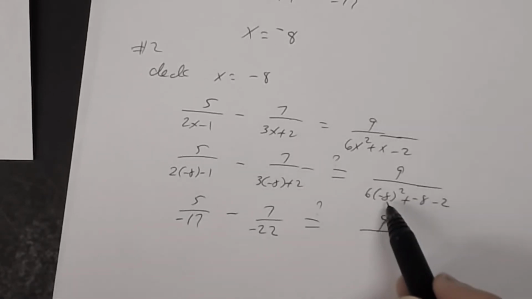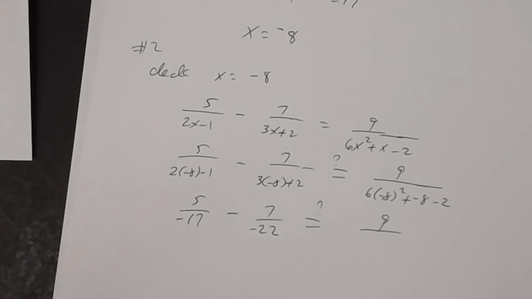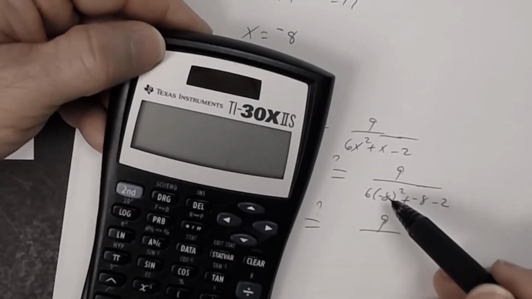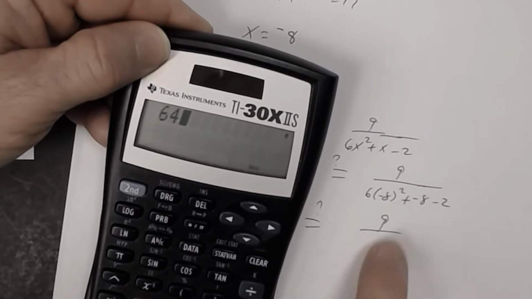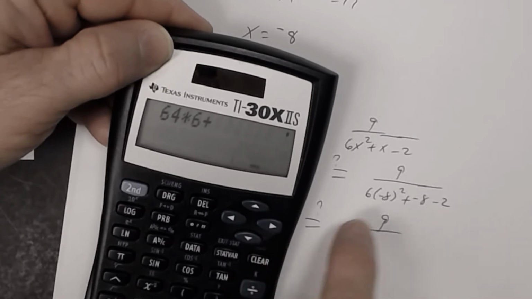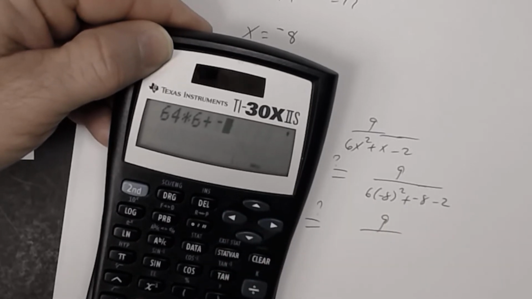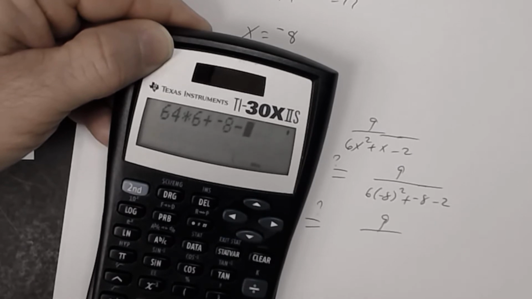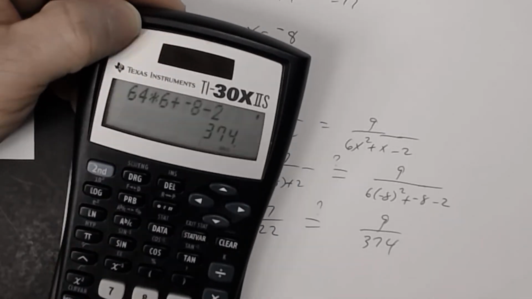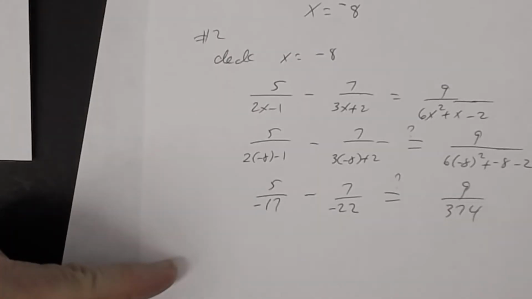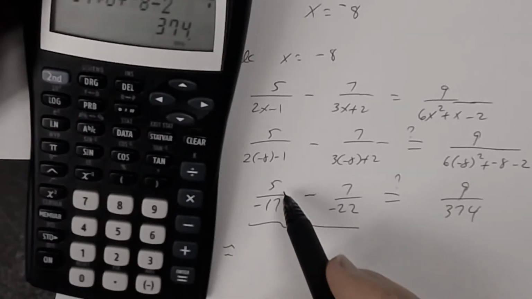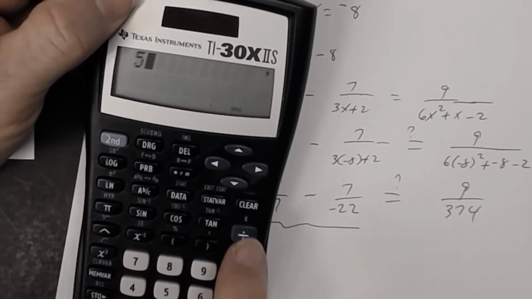All right, a negative 8. Now you may want to use a calculator with that one. A negative 8 times itself is a positive 64, right? So 64 times 6 plus a negative 8 minus 2, so that's 374, right? So 9 divided by 374. All right, now what I would do here is use the calculator with this and let's approximate. So 5 divided by negative 17, just like this.